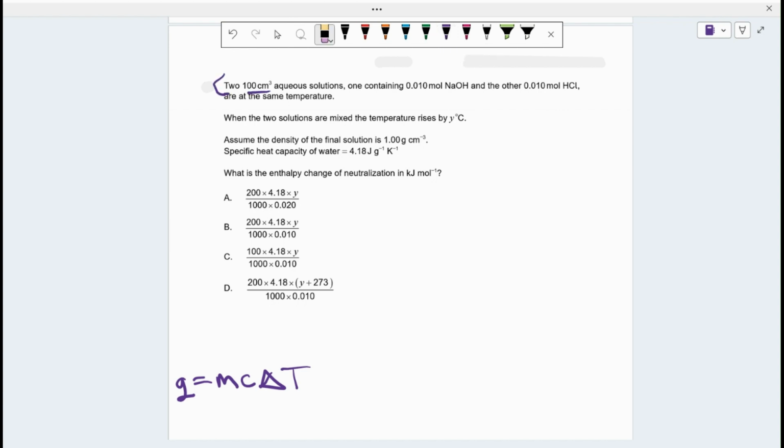So we can eliminate C and D. With D, we also have this plus 273. That would be to convert Celsius to Kelvin, but we don't need to do that. Why? Because it's temperature change. So whichever unit it's in, it will be the same. So you can also eliminate D for that reason.